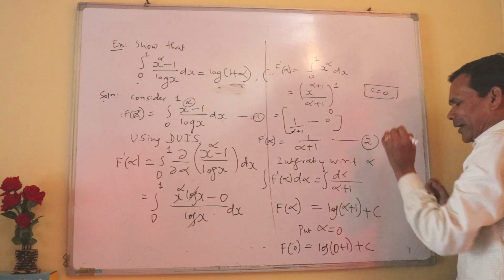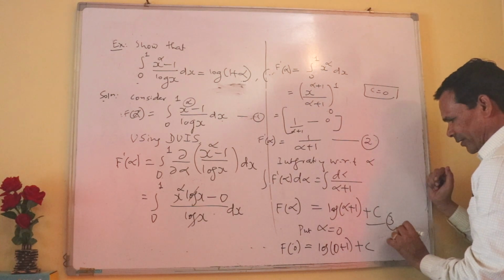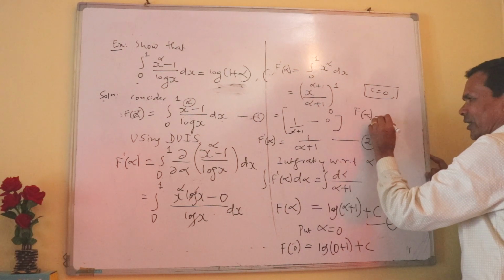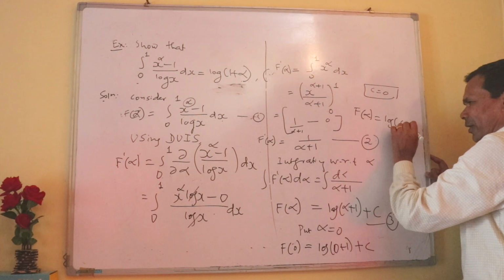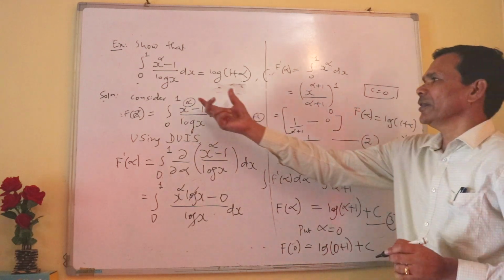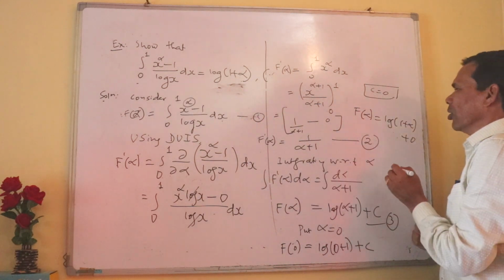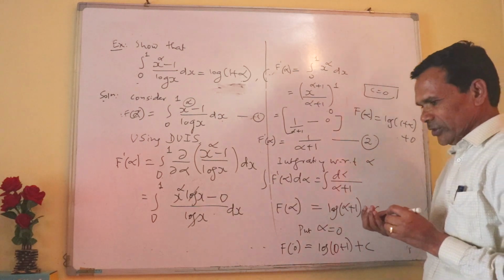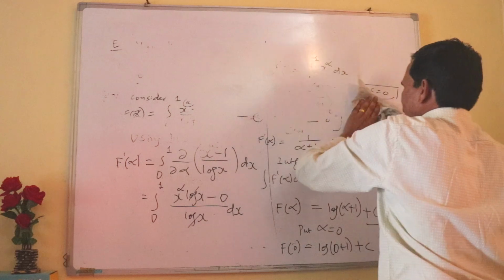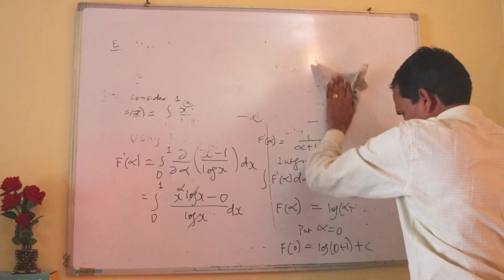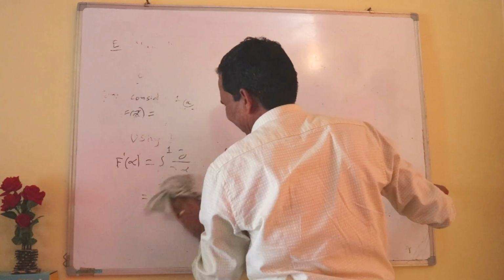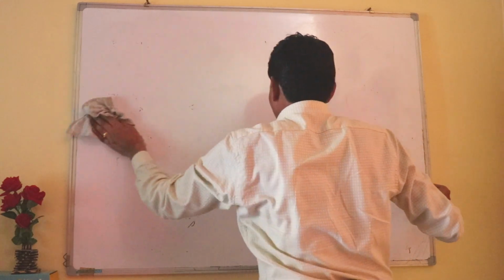Substituting this value in 3, we get F of alpha, meaning the original integral, is log of 1 plus alpha plus 0. And hence the value of this integral is log of 1 plus alpha. So this is the way we can apply this rule with constant limits to evaluate certain integrals where it involves a parameter.